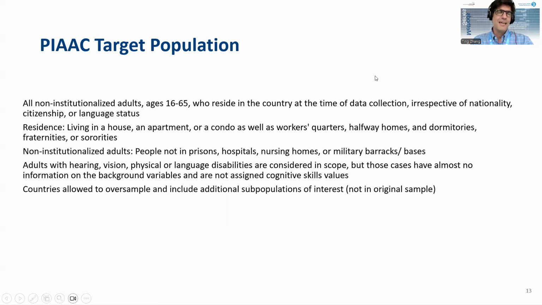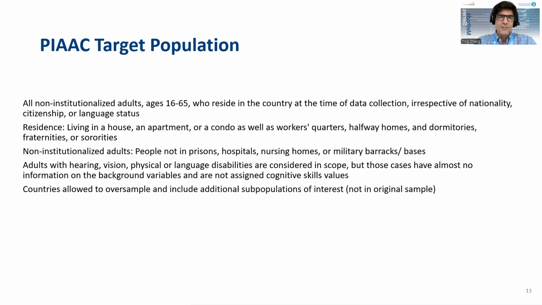The PIAC population is non-institutionalized adults aged 16 to 65 who reside in the country at the time of data collection, irrespective of nationality, citizenship, and language status. This is then limited to residents who live in a house, an apartment, a condo, and workers' quarters, halfway homes, dormitories, fraternities, and sororities. That excludes prisons, hospitals, nursing homes, and military barracks and bases.